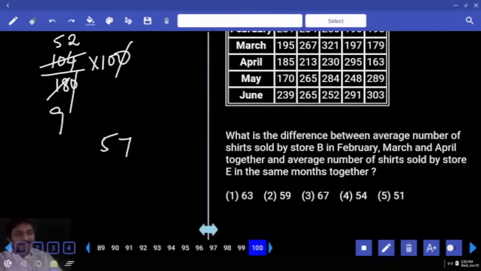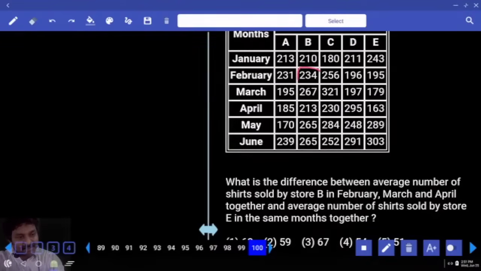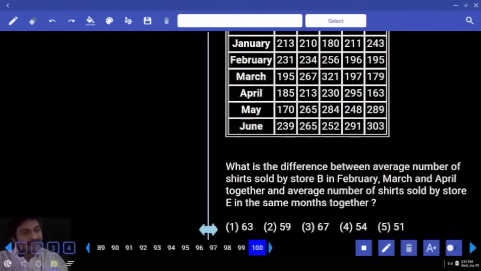What is the difference between the average number of shirts sold by B in February, March, April and the average number of shirts sold by store E in the same months? B in February, March, April, the average of these numbers. E in the same months, this one, correct? Okay. B values and then E values.